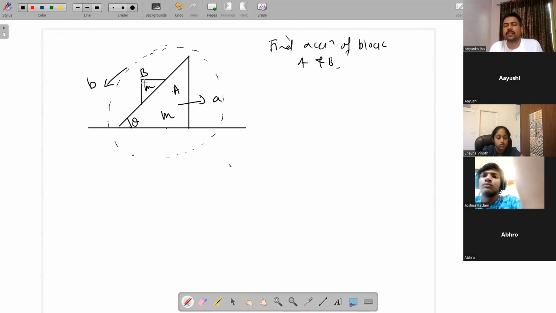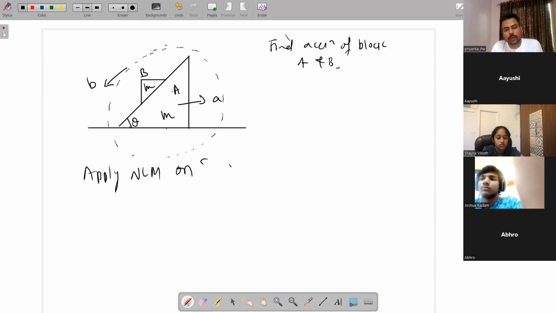If I don't want to consider both the normals, then we have to draw the FBD of this system, and consider the motion along horizontal. If you consider the FBD of the system, this will become an internal force that will be cancelled out. And in the motion of the system along horizontal, this normal will have no contribution because this normal is acting vertically upward. So this vertically upward force has no contribution in motion along horizontal. Understood?